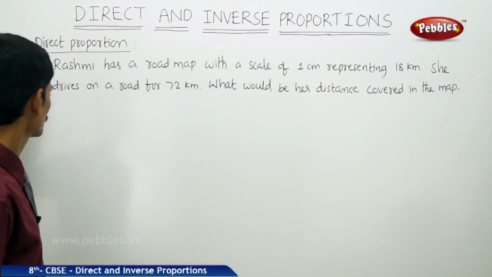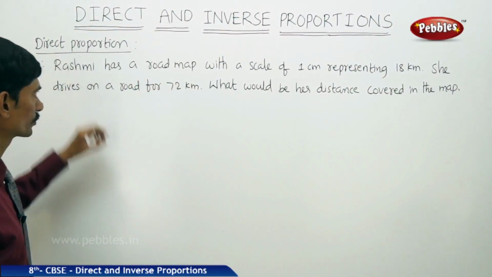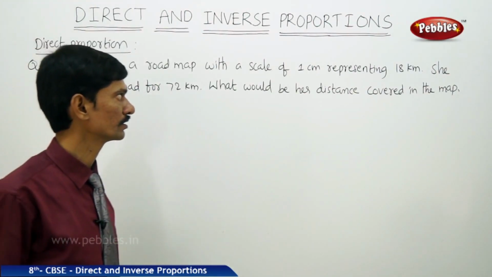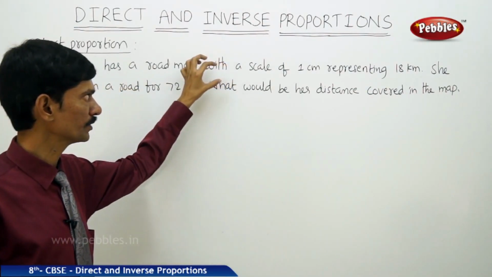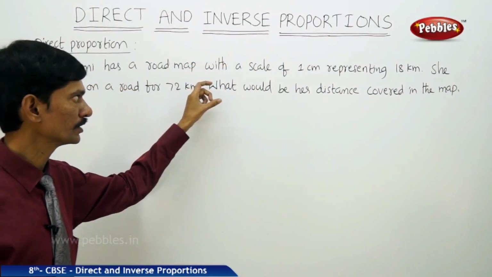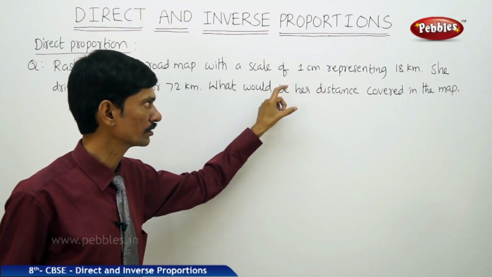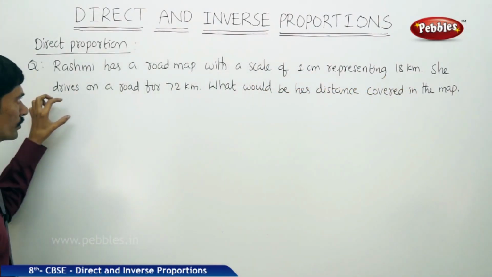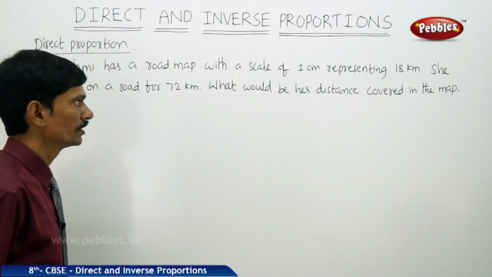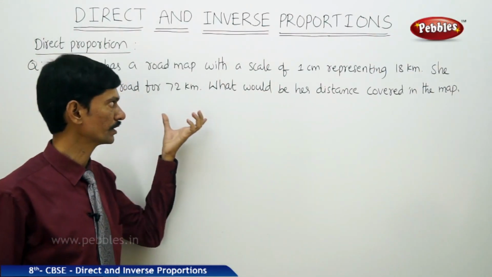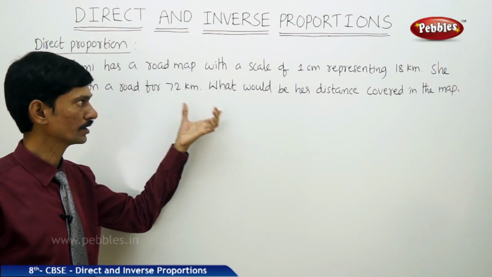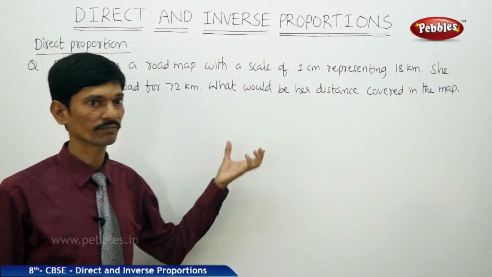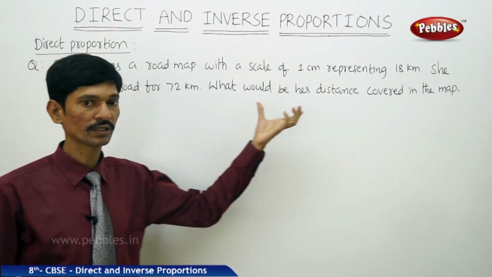Now let us see the next question. Rashmi has a road map with a scale of 1 centimeter representing 18 kilometers. Means here 1 centimeter on the map represents the actual distance on the road of 18 kilometers. She drives on a road for 72 kilometers. If she drives on the road for 72 kilometers, then what would be her distance covered in the map? Means, what is the distance covered by Rashmi on the map?